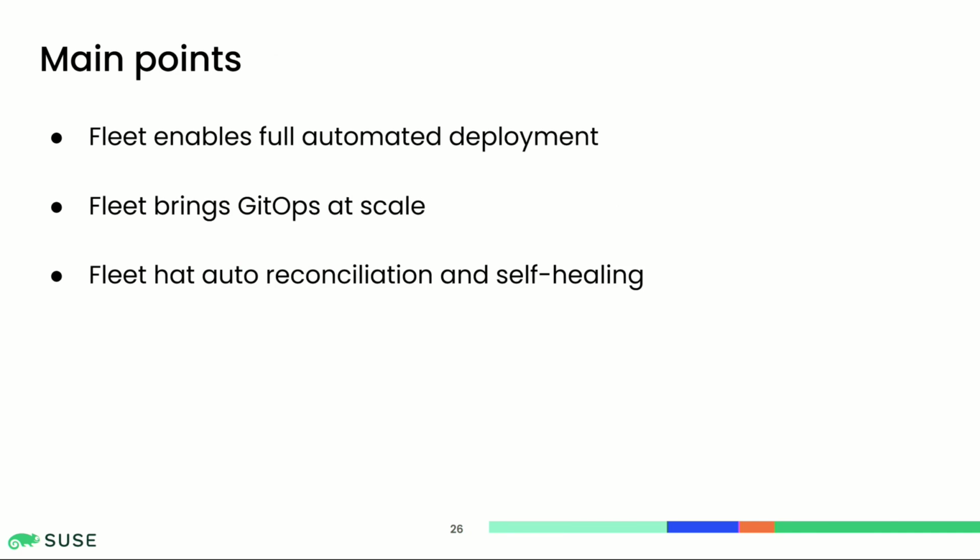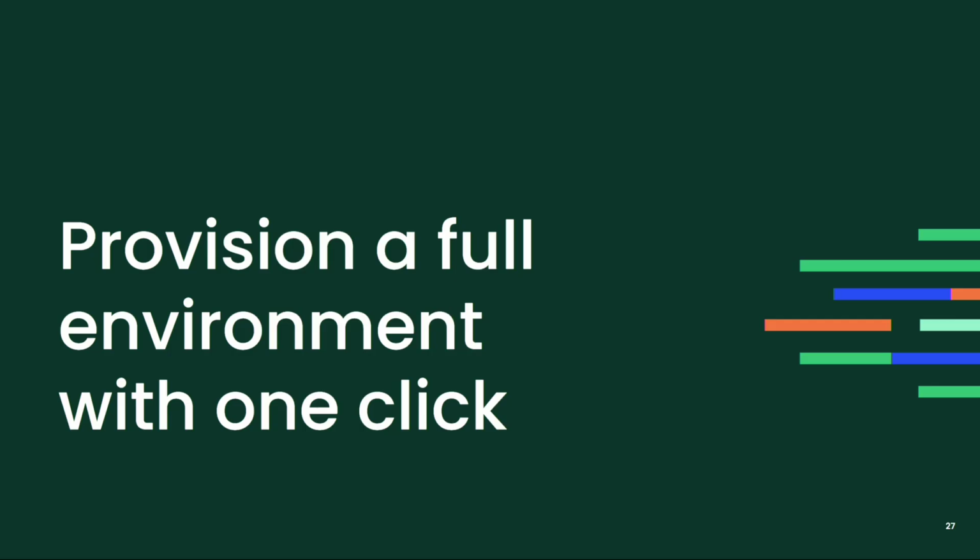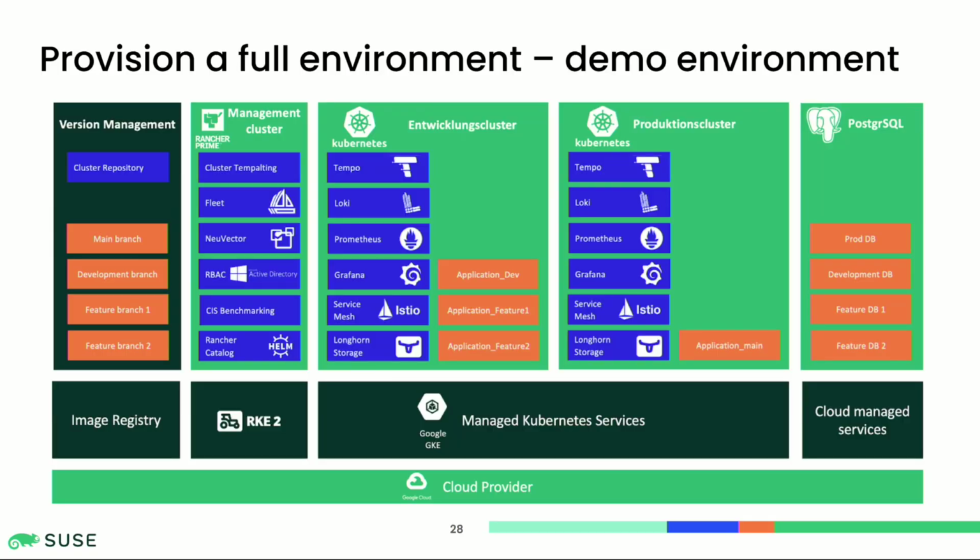So what are the benefits of Fleet? It enables fully automated deployment. It brings us scalability for GitOps, and we have that auto-reconciliation and self-healing mechanism. But how can we use that to have our full provisioning? We just created a demo platform. It's the typical multi-cluster Rancher structure. We have production and development clusters and our management cluster. We have our version management, and for the demo we did all that with Google Cloud.